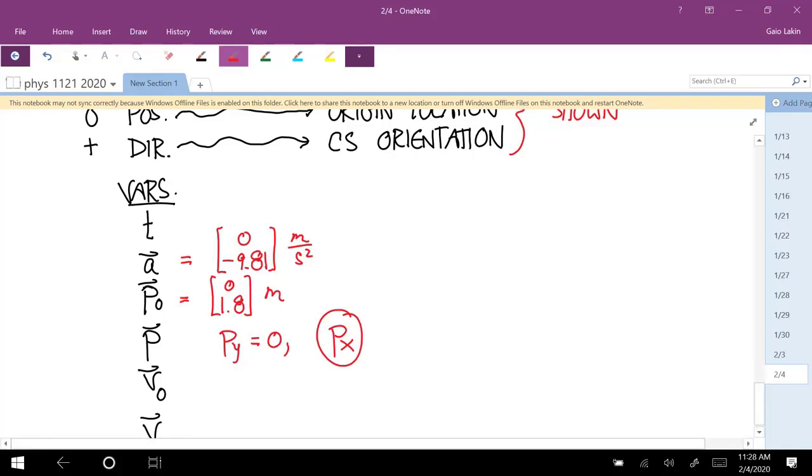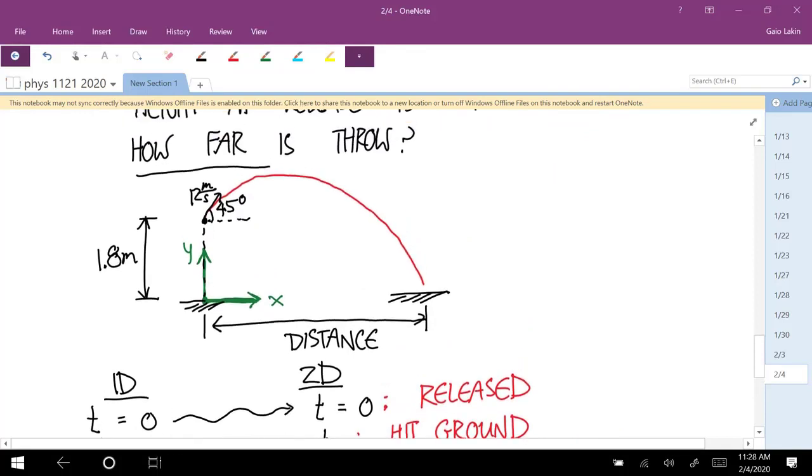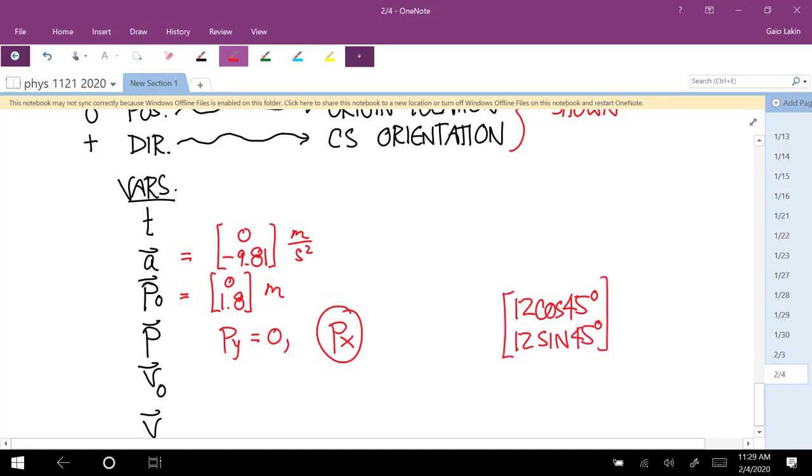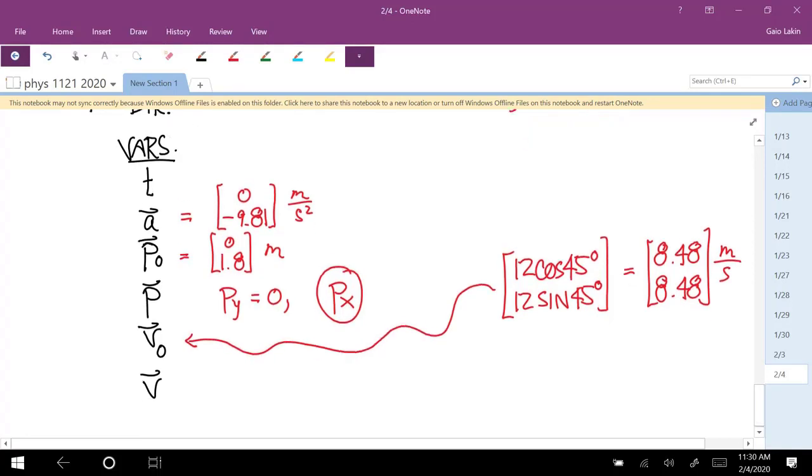Do we know anything about the velocity at time equals 0? It's 12 meters per second at this angle. And so if you put this down at the origin and find the counterclockwise angle from the x-axis to the vector, that would be 12 times cosine and sine of 45. So 12 times cosine of 45, 12 times sine of 45. Okay, it's the same for sine. And then meters per second, so that's that. And do we know anything about the velocity at time t?